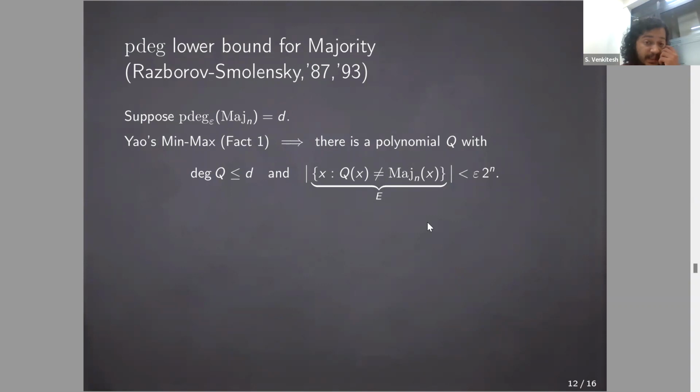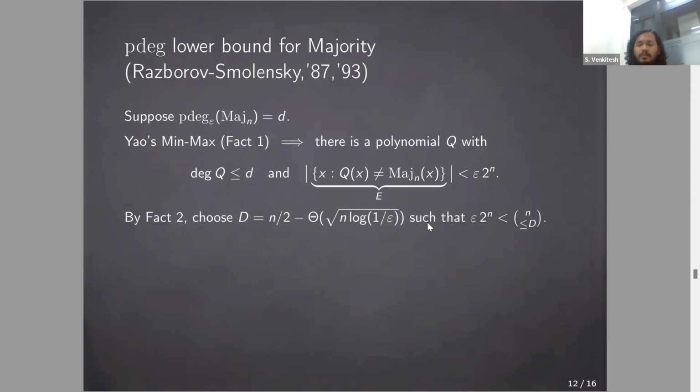What have I really done here? I have chosen the uniform distribution, and Yao's min-max for the uniform distribution translates to exactly this statement. So the polynomial q has the correct degree bound and it agrees with majority on most points. All right.